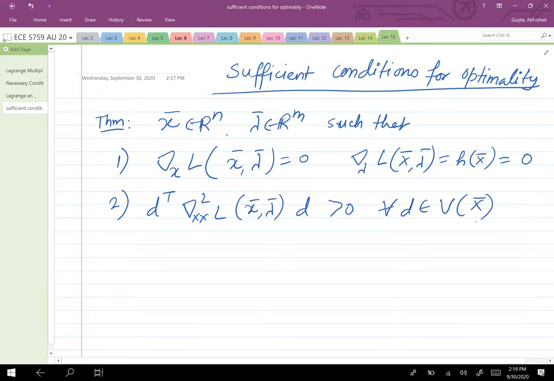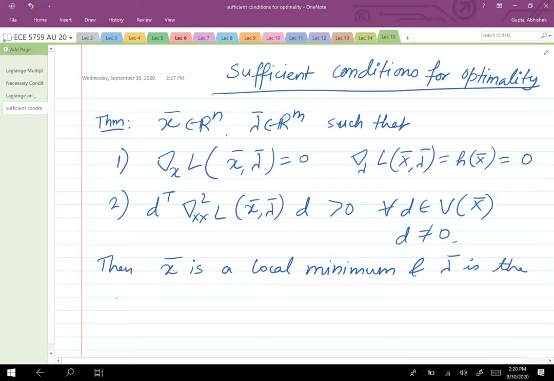Bx bar, d not equal to zero, then x bar is optimal, is a local minimum. And lambda bar is the corresponding... Oh, I can't really say whether it's a Lagrange multiplier because x bar may not be regular. So let me not write this part. Of course, in most situations, x bar is regular and therefore lambda bar would be the corresponding Lagrange multiplier. But I can't make that claim here because I haven't assumed x bar to be regular.